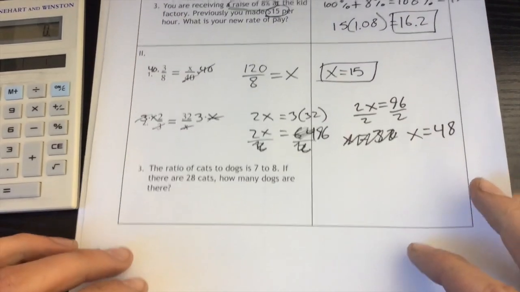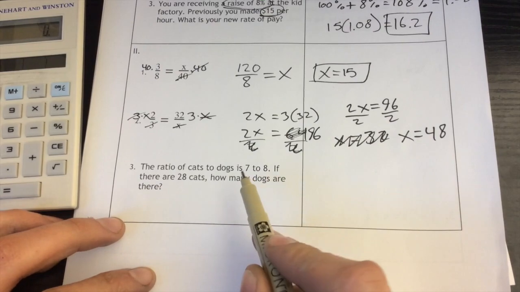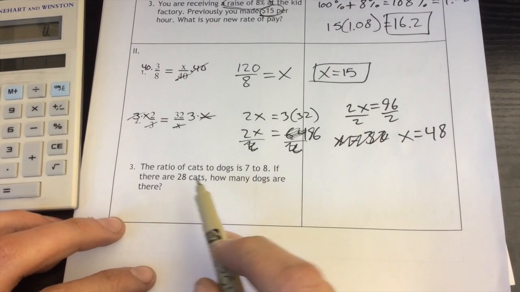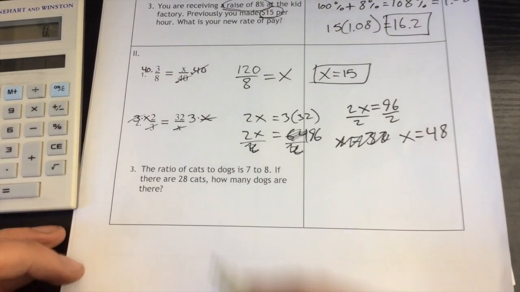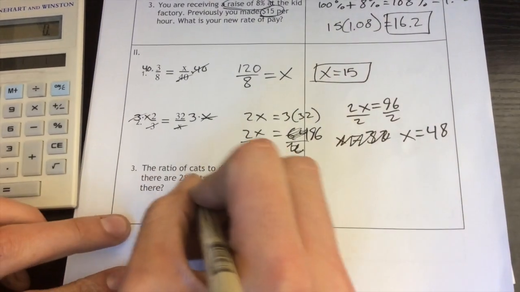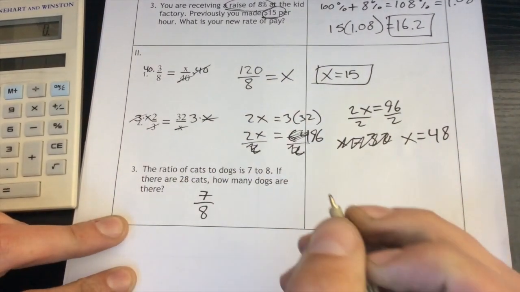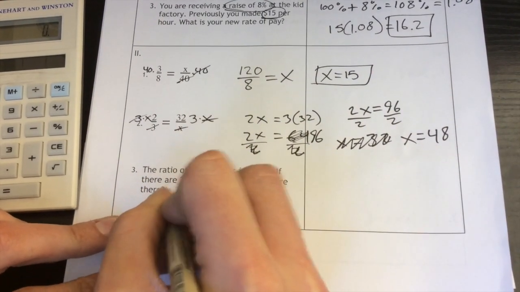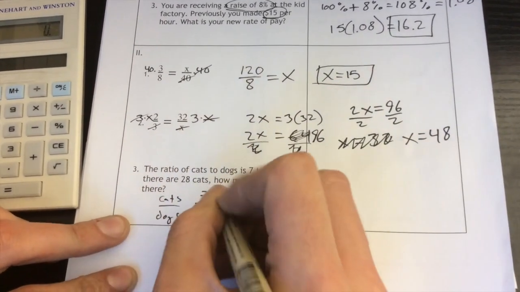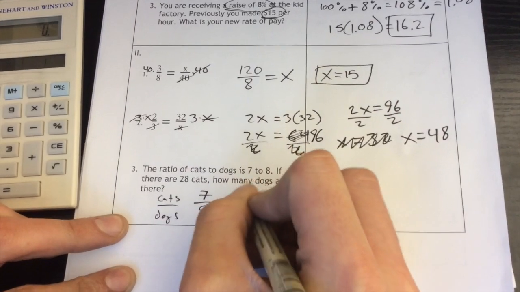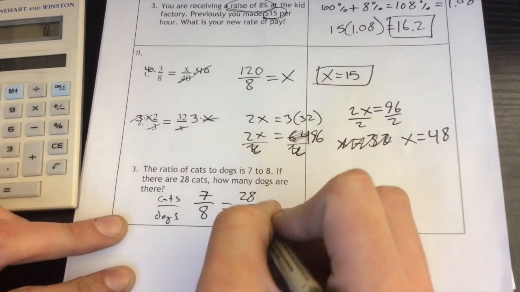All right. Number 3. The ratio of cats to dogs is 7 to 8. If there are 28 cats, how many dogs are there? I'm going to set this up as a ratio, just a proportion, just like we saw. 7 to 8 is cats to dogs. I even like to label it cats to dogs. And this has to be equal to 28 cats to X dogs.